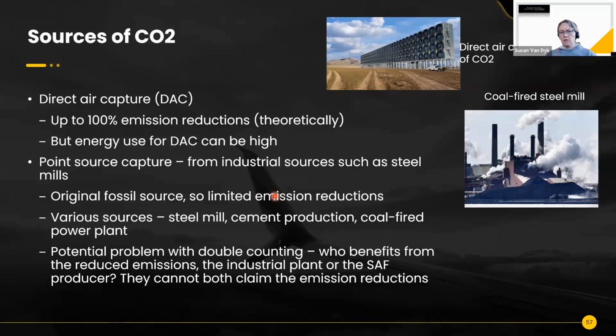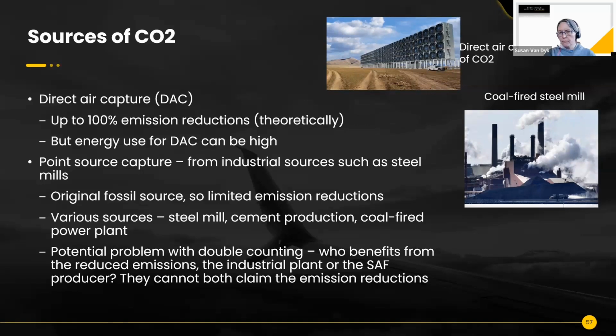You get various sources: steel mills, cement production, coal-fired plants. Obviously, we don't want to use it from coal-fired plants because then you're kind of locking in the use of that unsustainable fossil fuel. But steel mill and cement production is considered almost unavoidable because there are no other options. So that's considered acceptable. But there is a potential problem, as I said, with the double counting. You cannot, for example, as a facility, claim emission reductions because your CO2 is captured, while the SAF production facility also claims the same emission reductions. So that is important to remember.